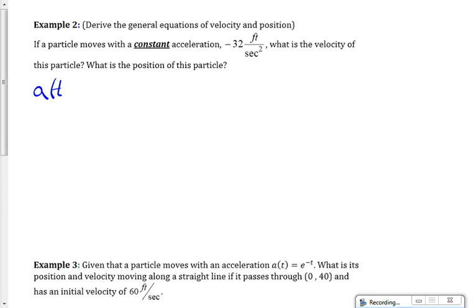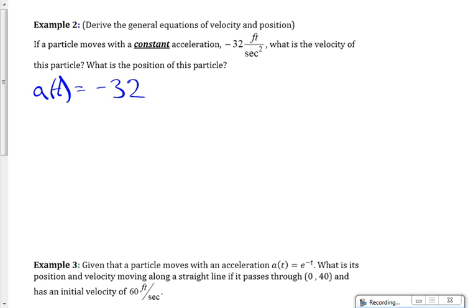I hope you all have seen this before, but acceleration due to gravity, assuming that you're standing on the Earth, is negative 32 and it's constant. Okay? Taking that for granted. If you move away from Earth, it gets weird because it's not the same. Acceleration is negative 32 feet per second squared.